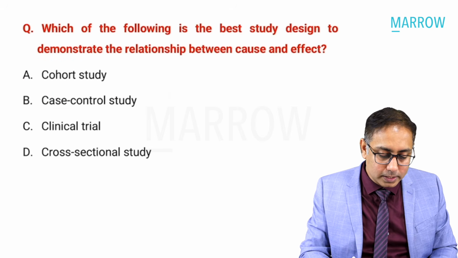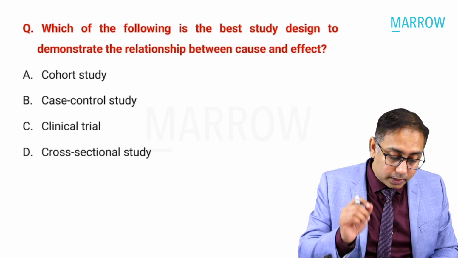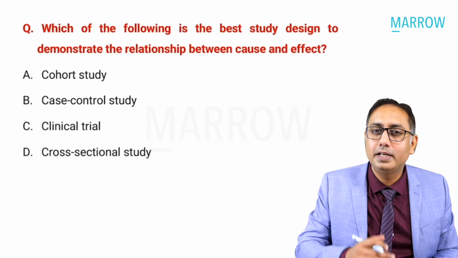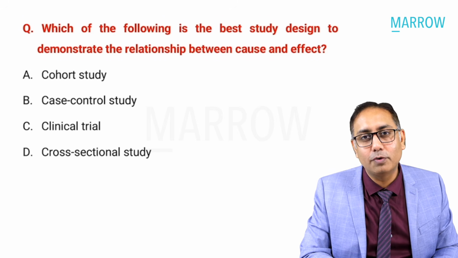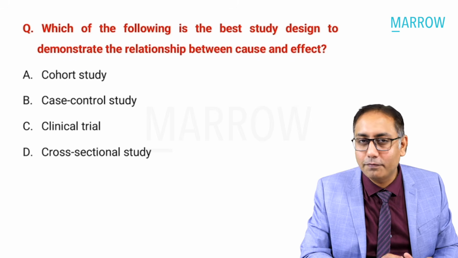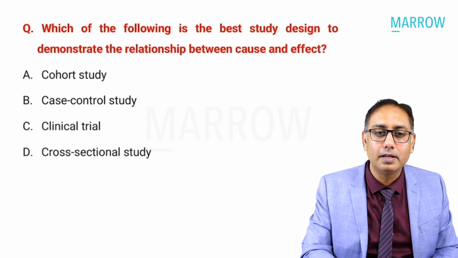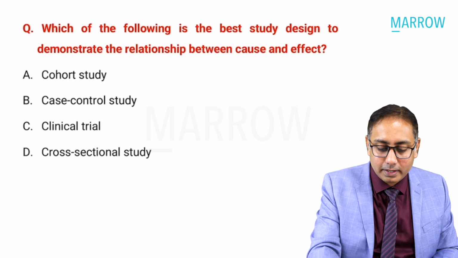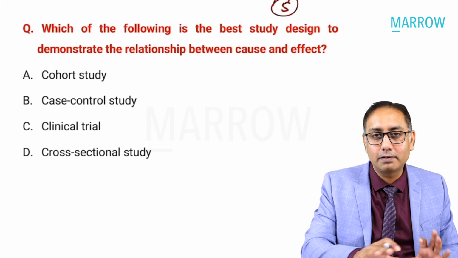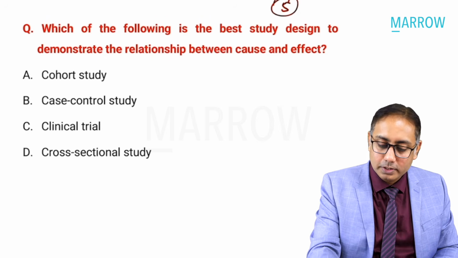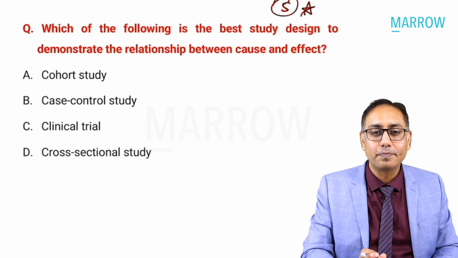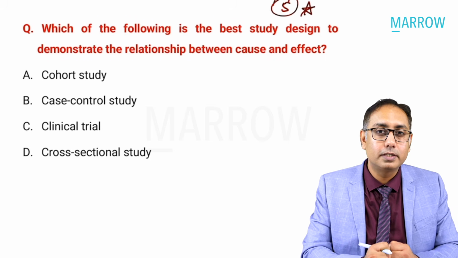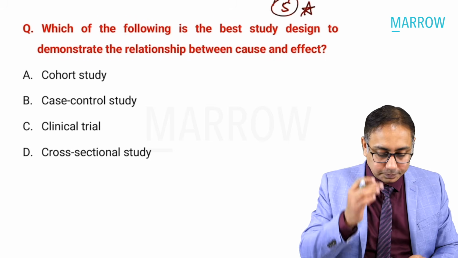Which of the following is the best study design to demonstrate the relationship between cause and effect? I think this question has been dealt with so many times in your Marrow video modules and in my textbook. Everywhere I've tried to discuss this question in detail, and it's the same question which keeps coming again and again. It has been repeated around 5 times in the past 3-4 years only. So you can say this is a 5-star MCQ.